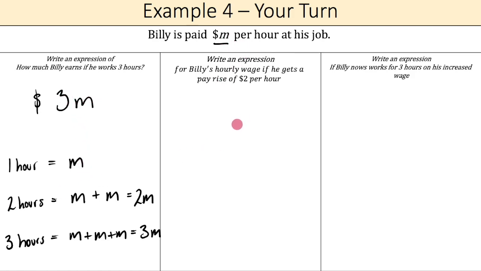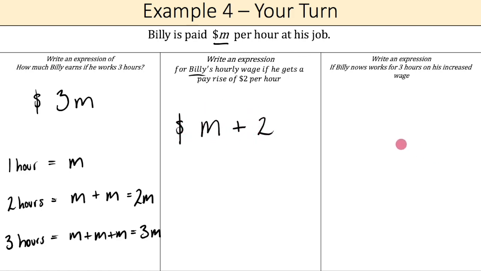Let's now answer the second question, which is asking us to write an expression for Billy's hourly wage if he gets a pay rise of $2 per hour. So Billy must be doing something right at his job because they're giving him a pay rise. We now need to write this as an expression. So we know that originally he was getting paid $M per hour. So if he's now going to get paid $2 more per hour, we're simply going to plus 2 to it. So my answer is going to be M plus $2 per hour.